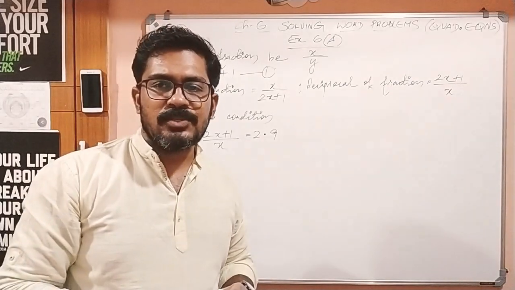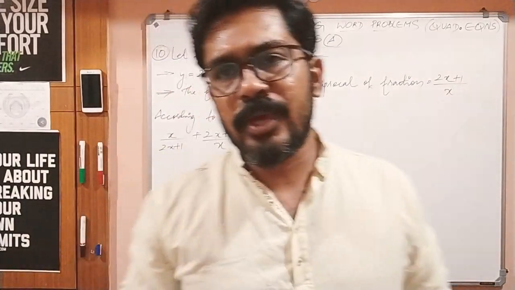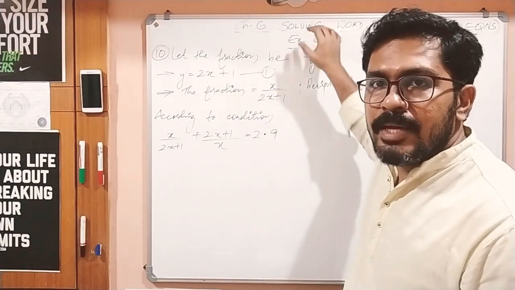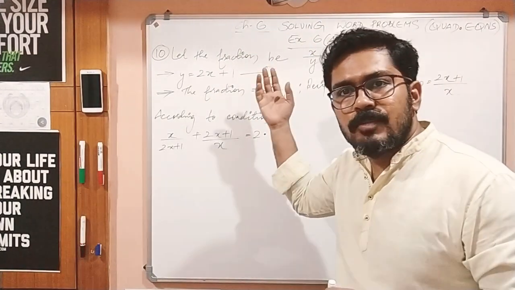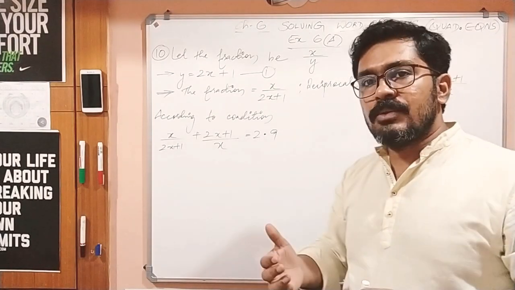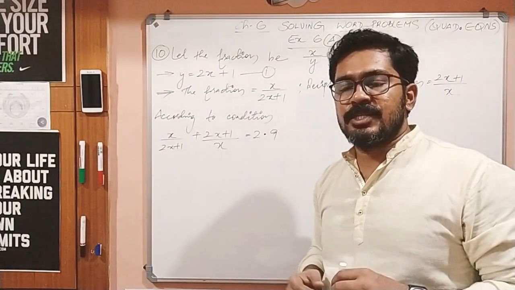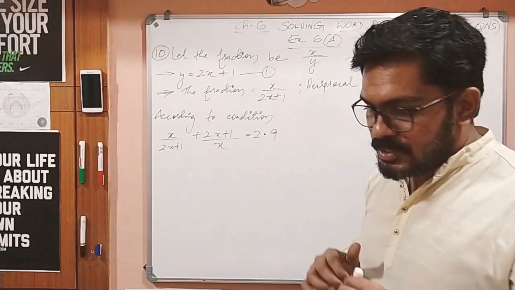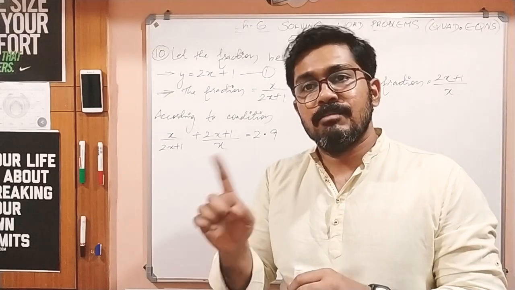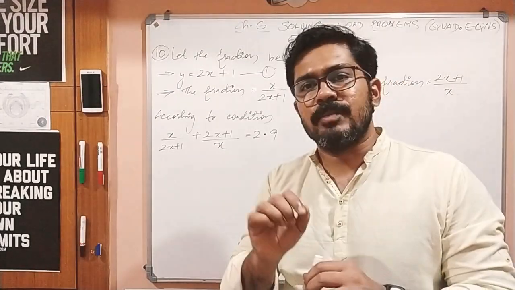Okay, very easy children. So in the initial stage what you have to do is, you just need to assume that the fraction is equal to x upon y, where x is the numerator, y is the denominator. After that, read the question and see what is the first condition given to us. Children, they have mentioned that the denominator of this fraction is 1 more than 2 times the numerator.